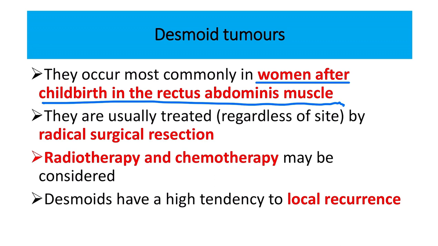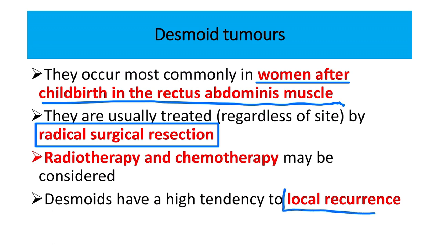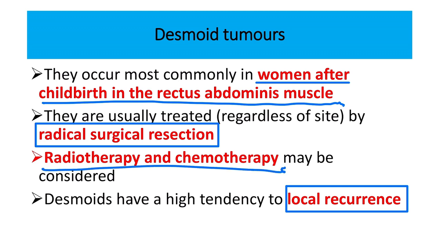And what is the treatment? As it is a locally very aggressive and destructive tumor, go for radical surgical excision. But keep in mind that there is a high chance of local recurrence. As we cannot remove the rectus abdominis and its fascial layers, such as the anterior and posterior layers of the rectus sheath, there is a high chance of local recurrence, and radiotherapy and chemotherapy may also be considered after the surgery.